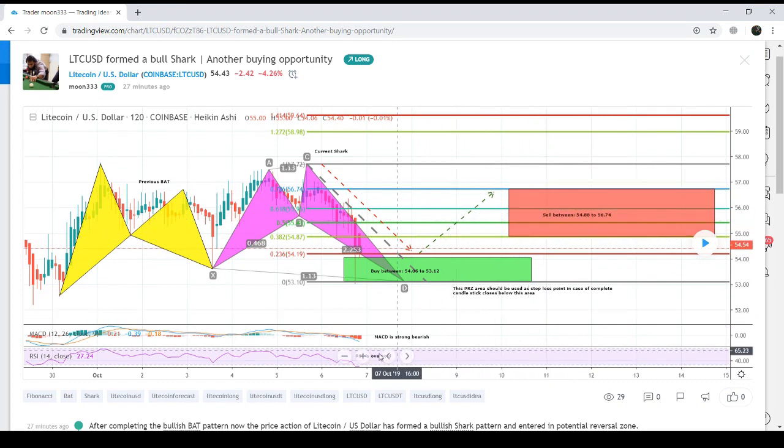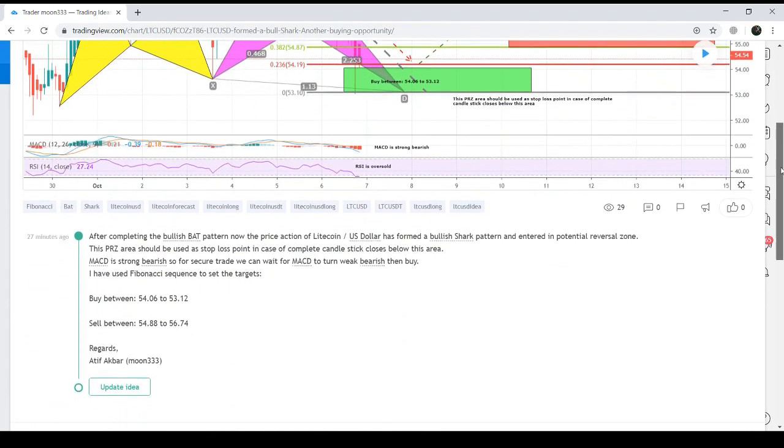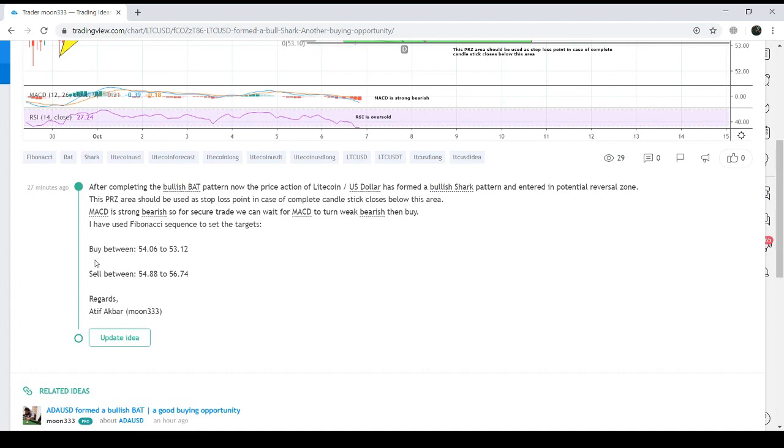Here you can see the MACD is strong bearish and RSI is in the oversold zone. So for a secure trade, we can wait for the MACD to turn weak bearish, and then we can take the long position, or we should buy. This potential reversal zone should be our stop loss point in case a complete candlestick closes below this potential reversal zone. And these are my targets. This is my buying range, and these are my sell targets. You can see also here, these are the targets. So this is another very good long opportunity of Litecoin US dollar.